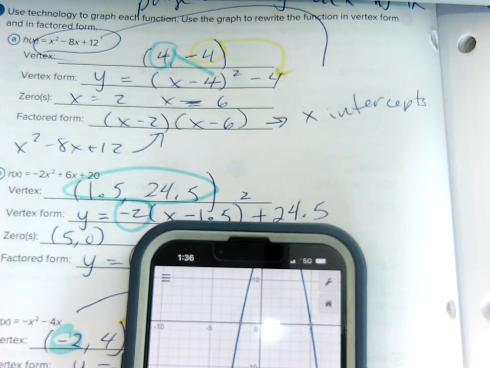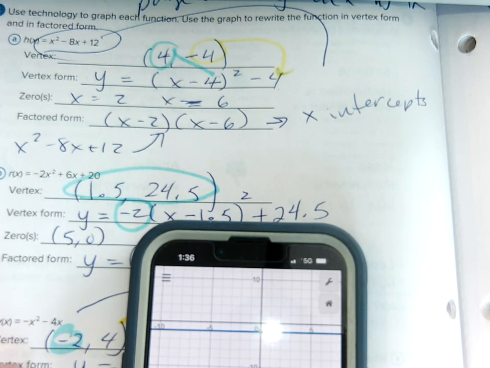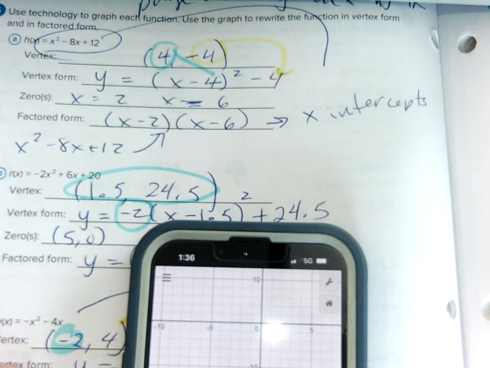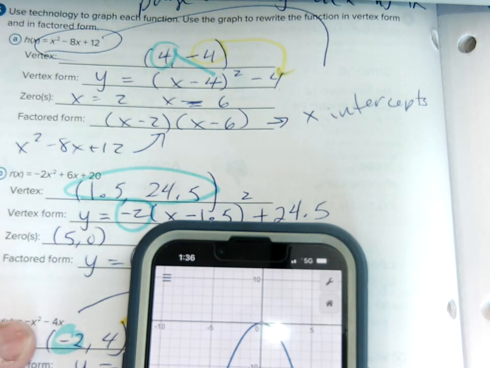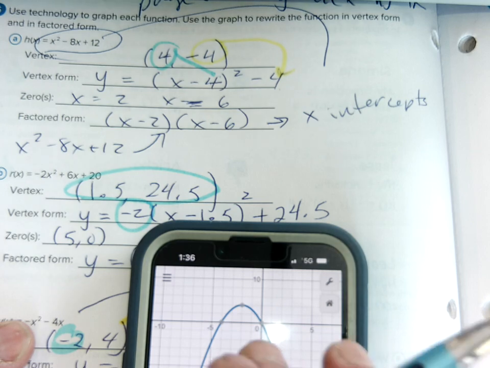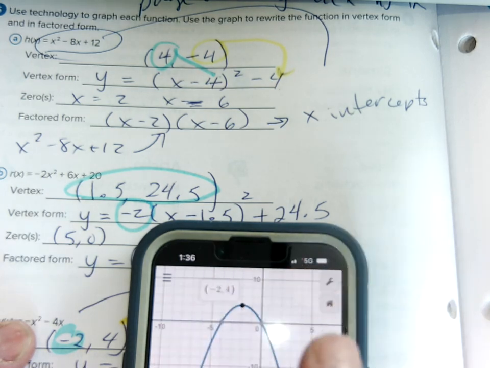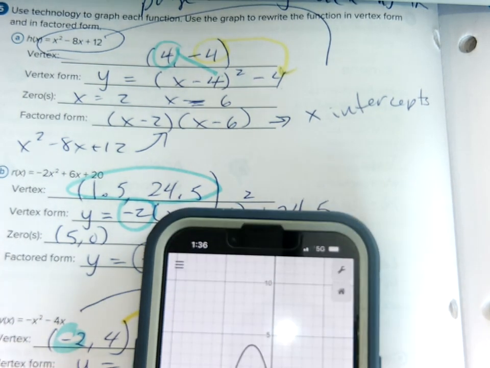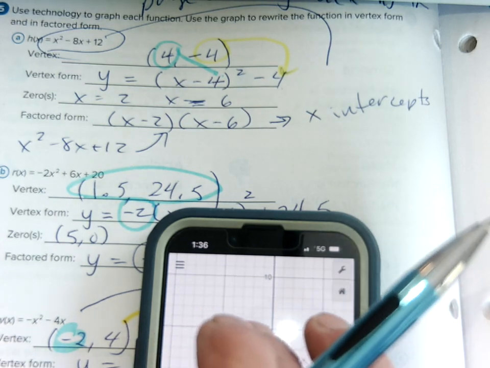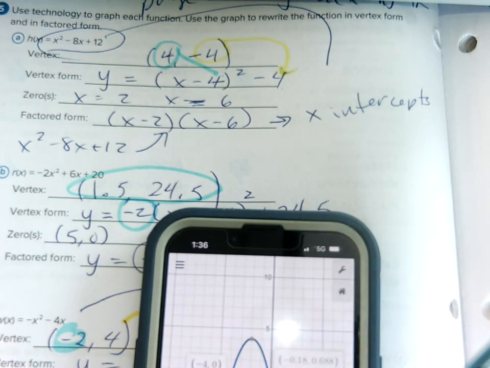C, again, I graphed it. It says use technology, so I used Desmos to graph it. I'm going to go just a negative x squared, subtract 4x, and I got this graph right here, okay? So the vertex, tap on it. I got (-2, 4). My zeros, I tapped on those while I was there, right? I have a 0 at -4 and at 0, okay?